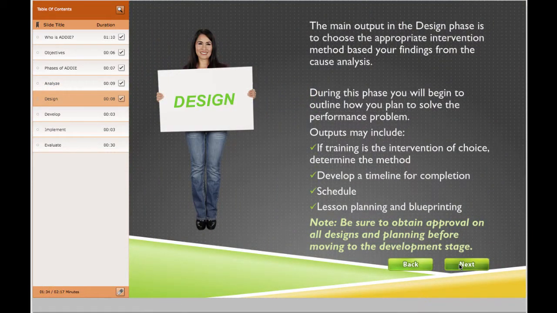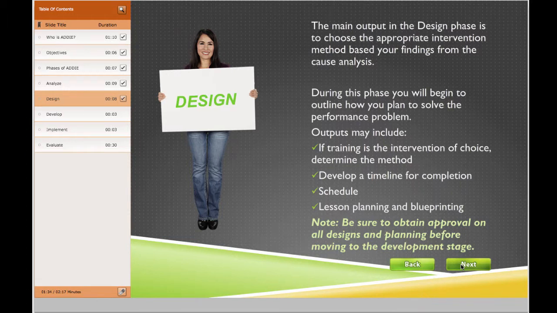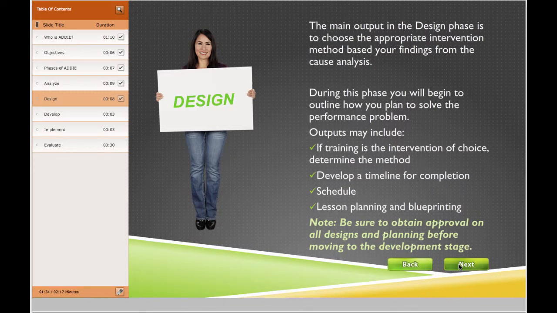Design. The main output in the design phase is to choose the appropriate intervention method based on your findings from the cause analysis. During this phase, you will begin to outline how you plan to solve the performance problem. Outputs may include, if training is the intervention of choice, determine the method, develop a timeline for completion, schedule, lesson planning and blueprinting. Note, be sure to obtain approval on all designs and planning before moving to the development stage.